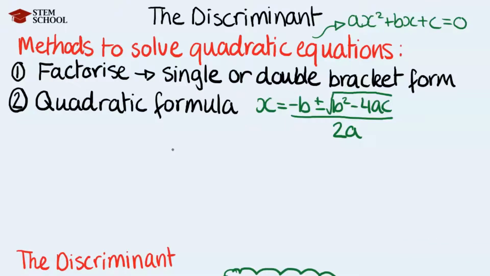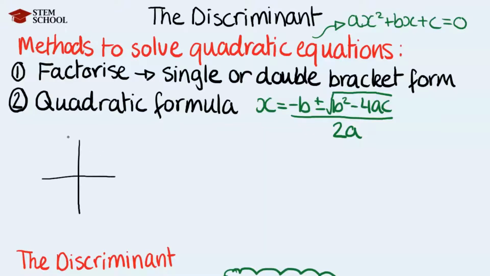But then sometimes, quadratic equations can't always be factorised. So in that case, what you do is you use something called the quadratic formula. And again, I'll link a video explaining just that. So we have x is equal to minus b plus or minus the square root of b squared minus 4ac, all over 2a. So if we look at a graph of the quadratic, which is a parabola, right?